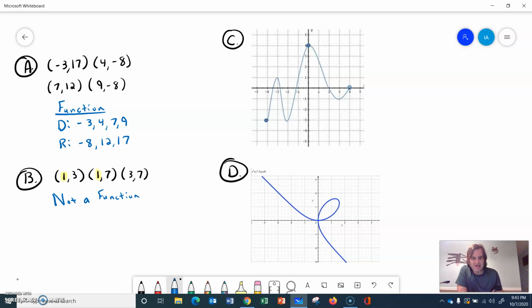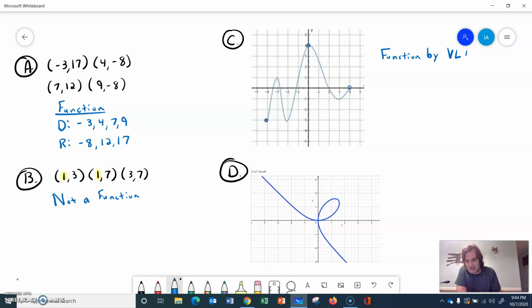Okay, then I have a graph here. I don't know what the graph is, but it's some type of polynomial, so it's a squiggle across here. But we can say it's a function by the vertical line test.